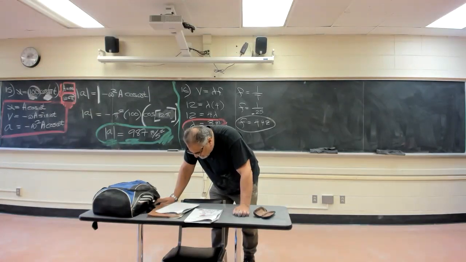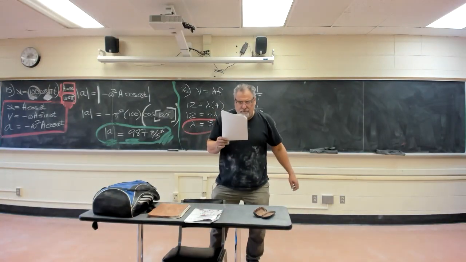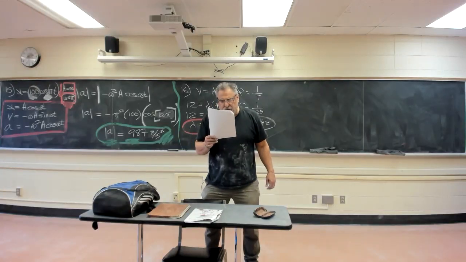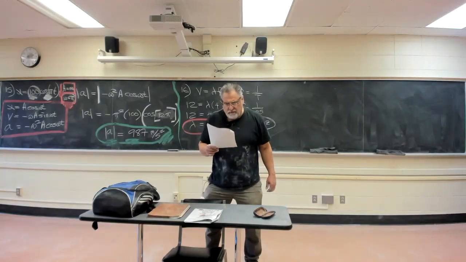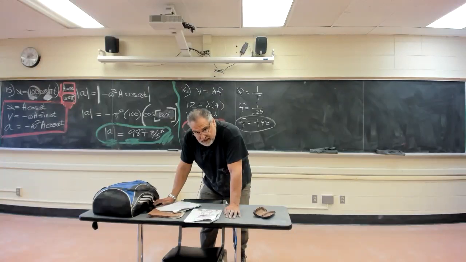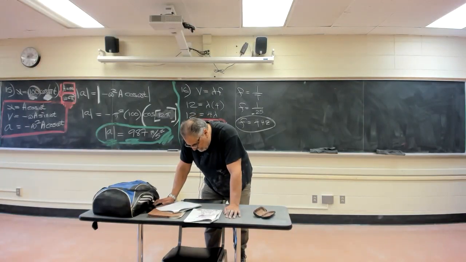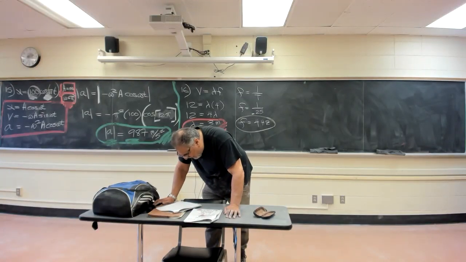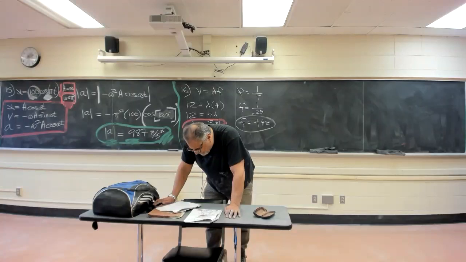Number 17, a bell emits sound energy uniformly in all directions at a rate of 9 times 10 to the negative 3 watts. What is the intensity of the wave 40 meters from the bell? Sound is indeed a form of energy.